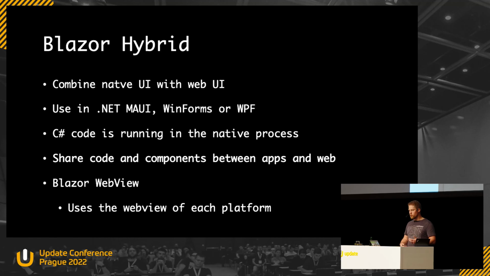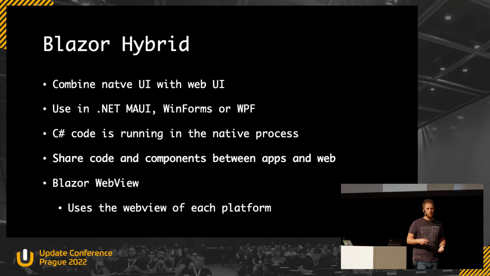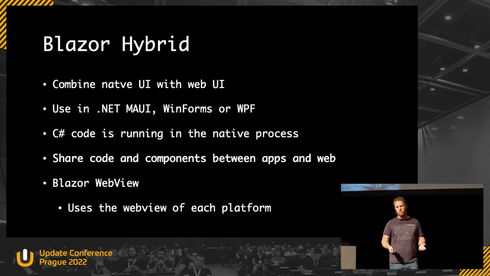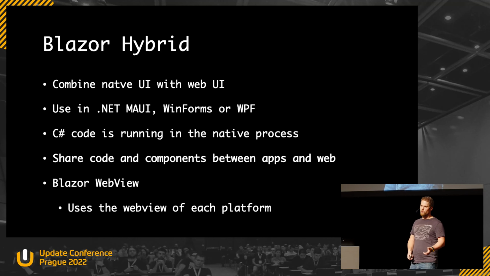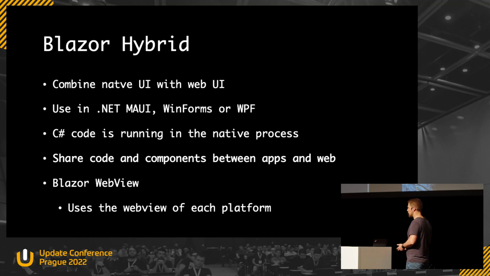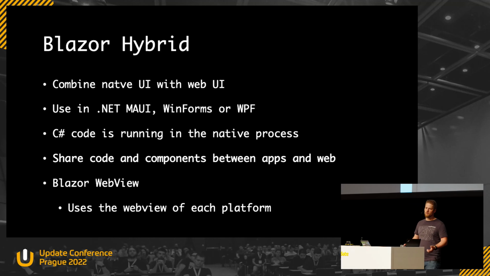And the control that you will use in .NET MAUI is something called the Blazor Web View. And that is not the same as the regular web view. With a regular or classic web view, you will load web content from a server. That is not what you will do with Blazor Web View. You will just load a Blazor component that you have inside of your app.